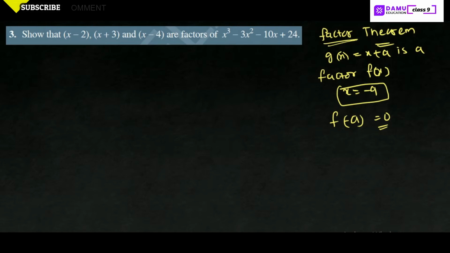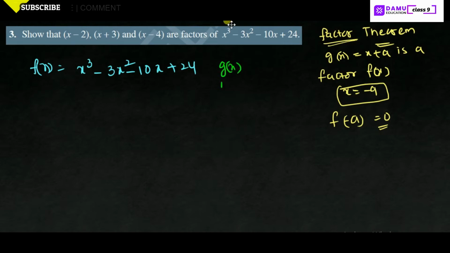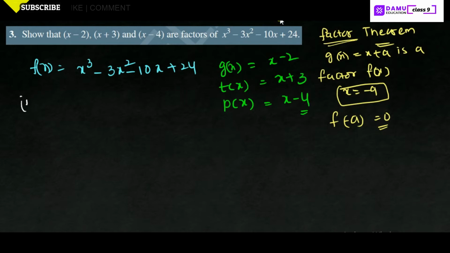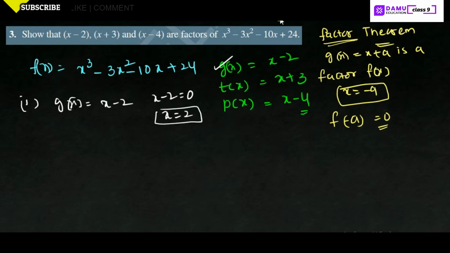So let's take the function f of x, that is x cube minus 3x square minus 10x plus 24. Let g of x, t of x and p of x be the factors that are given: x minus 2, x plus 3, then x minus 4. So first, we are going to check whether g of x, that is x minus 2, is a factor or not. x minus 2 equal to 0, then x is equal to 2.